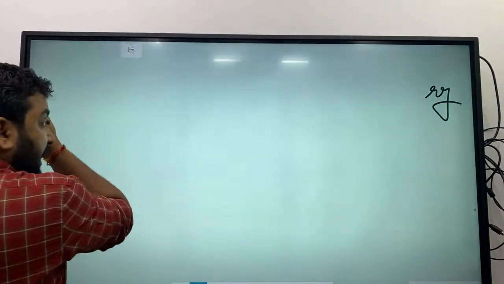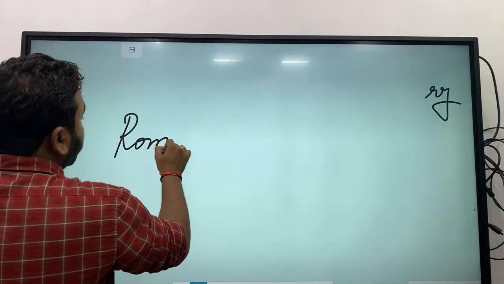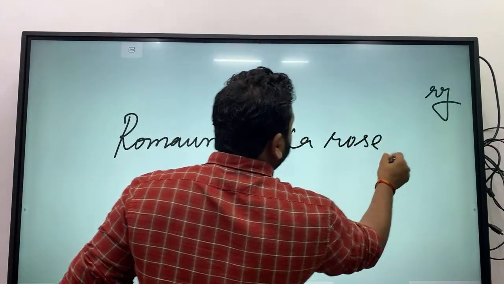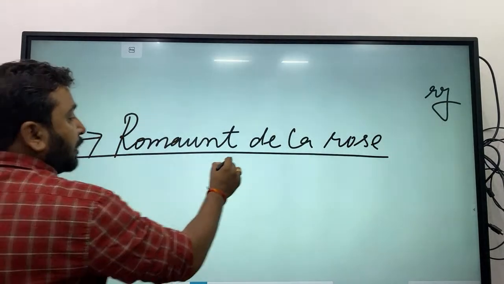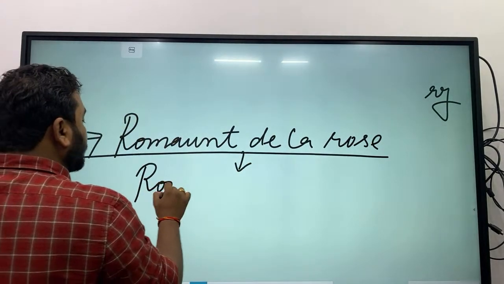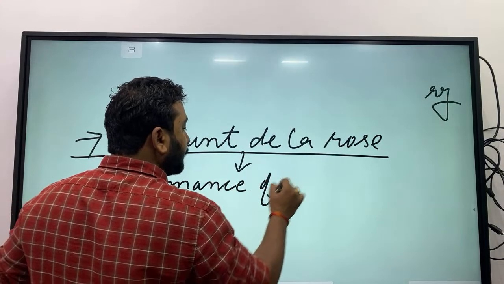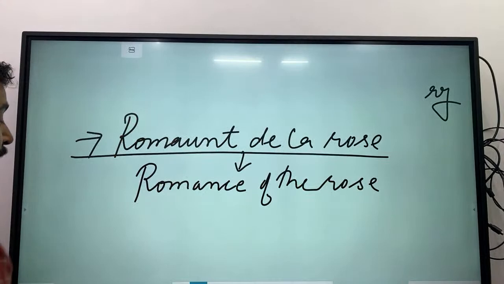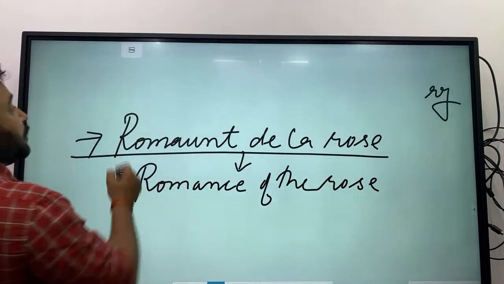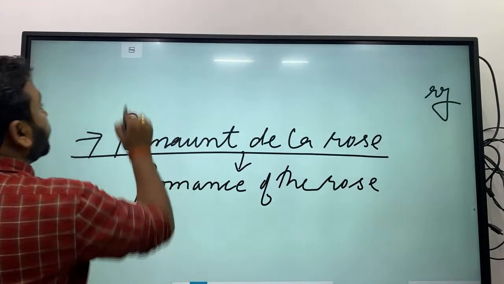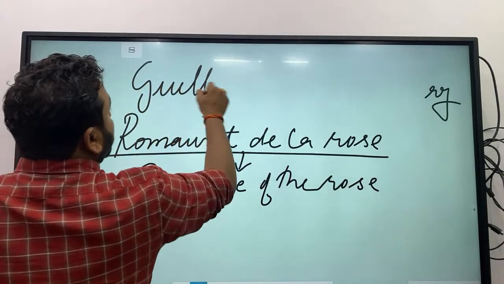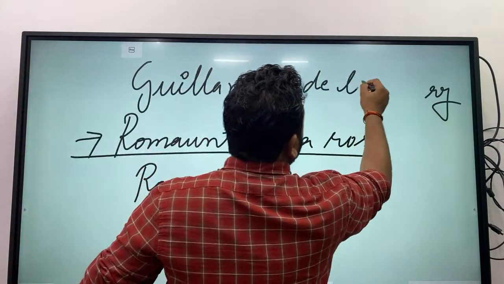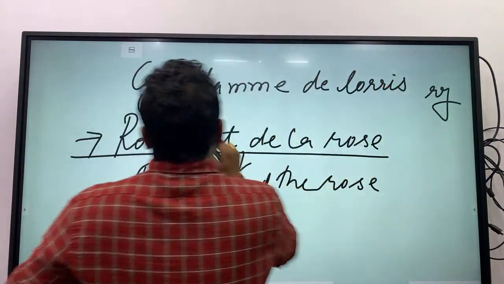The next book we have is Roman de la Rose. English title, Romance of the Rose. Make notes, guys. See, this was a translation of the original version written by Guillaume de Lorris and Jean de Meung.